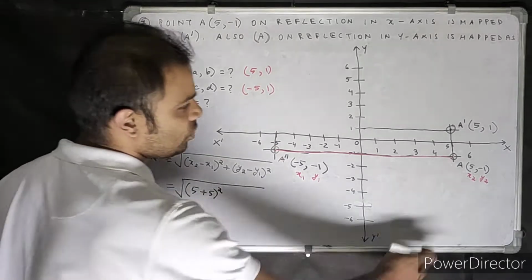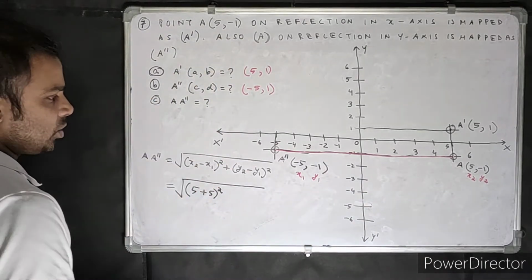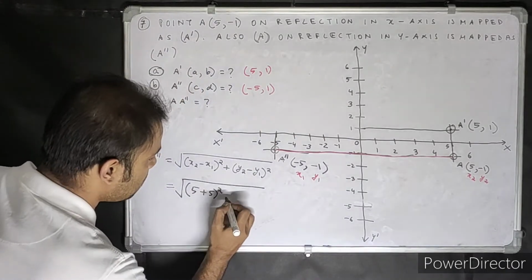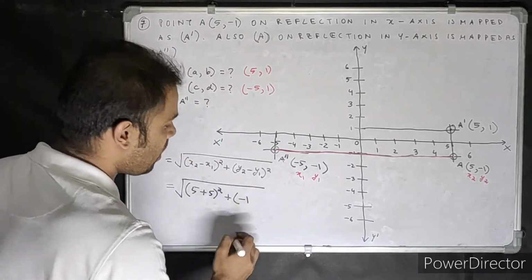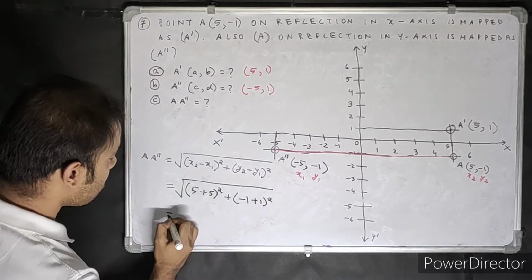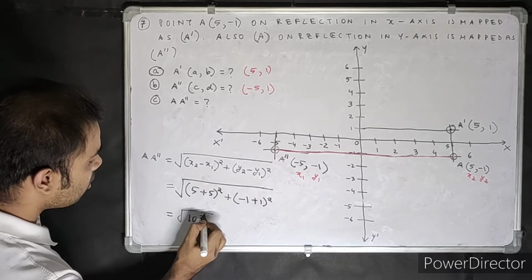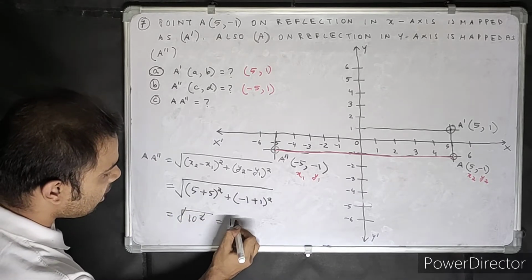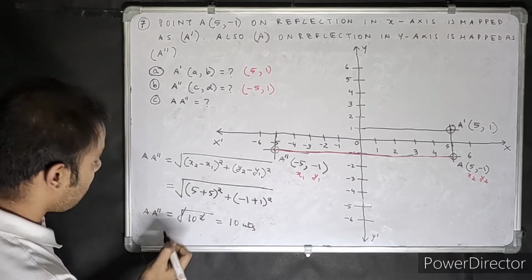See? x2 is 5 and x1 is minus 5, A double dash. Then y2 is minus 1 and y1 is minus 1, so plus 1 whole square. Now from here, this is a 0, so this is 10 square, so the square root got cancelled. The answer is 10 units for A to A double dash.